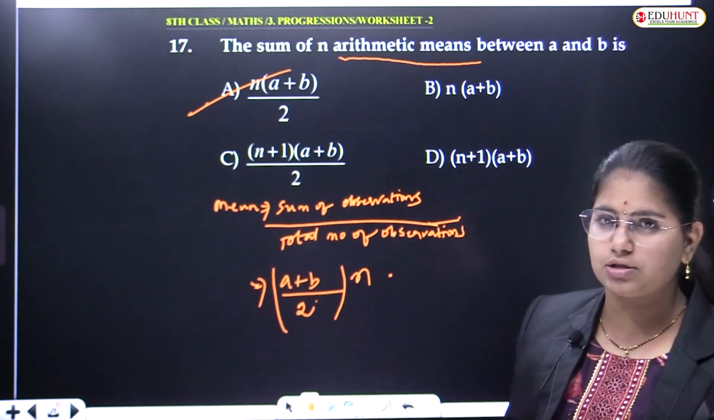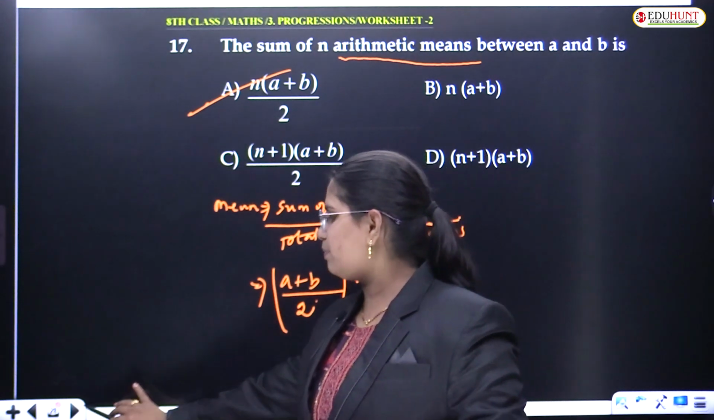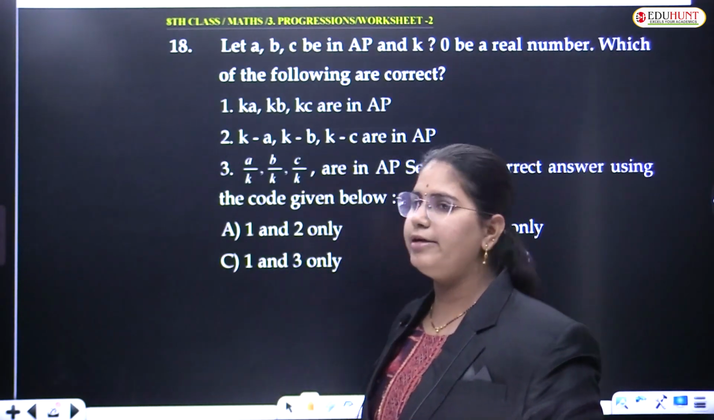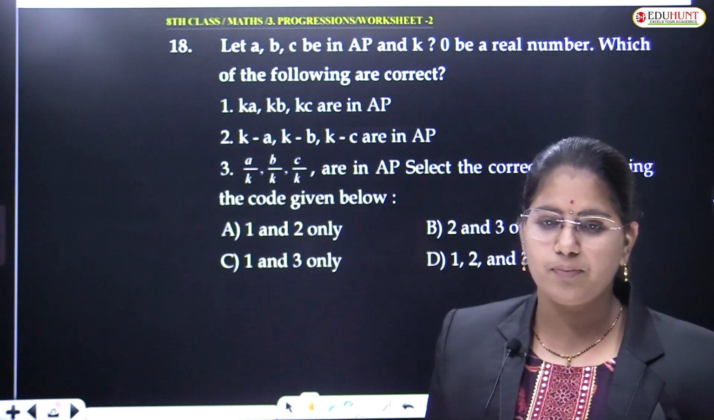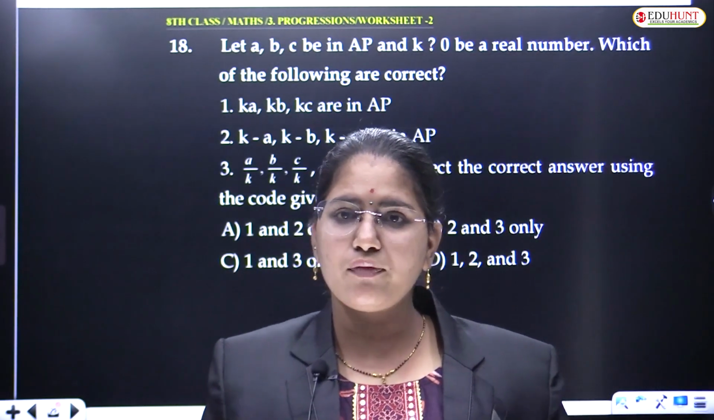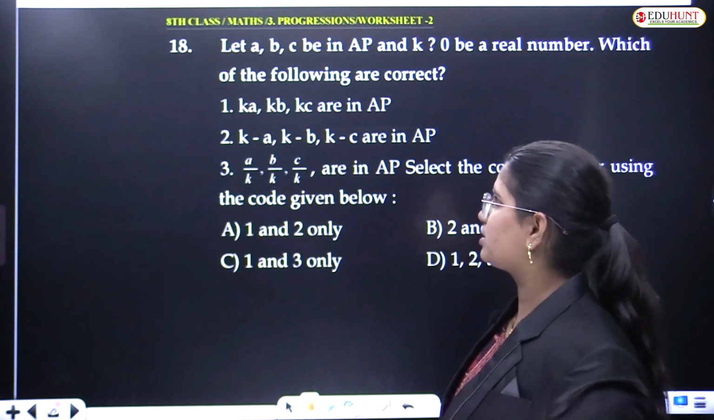Am I clear with it? I hope you guys understand this problem. N times (A plus B) by 2 means the sum of n arithmetic means of A and B. Am I clear? Chalo. We'll be moving to the next question.